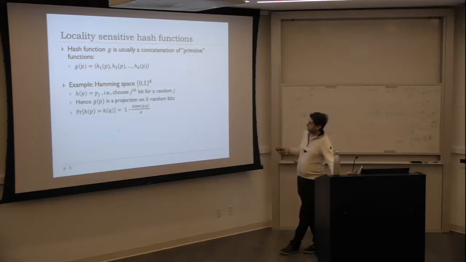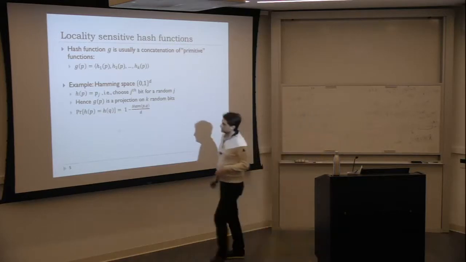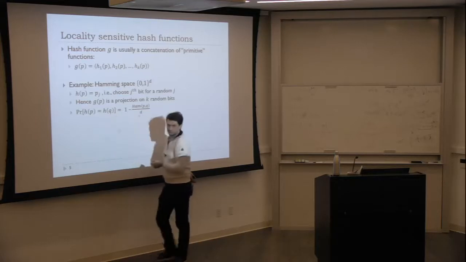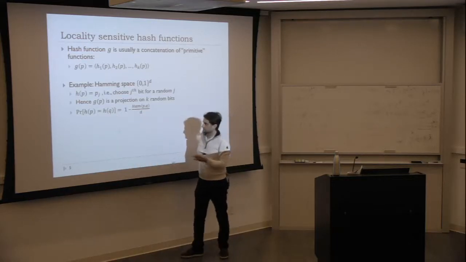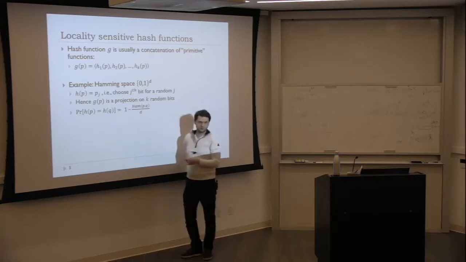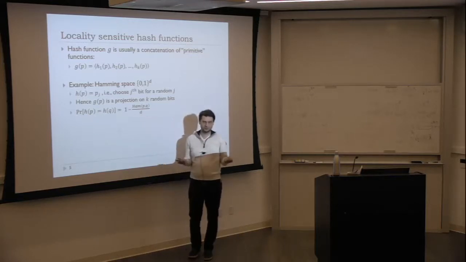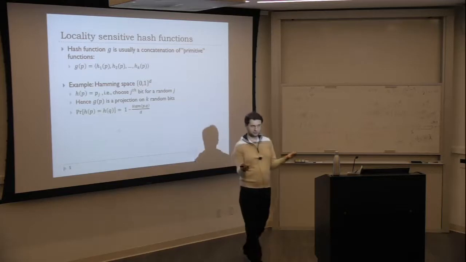I won't go through this calculation, but just to compute for this function h what the probabilities p1 and p2 are, just to see a value of this rho, how it looks. Well, the probability that two points p and q collide under this hash function is 1 minus the probability that we do not collide, as we go to different buckets.